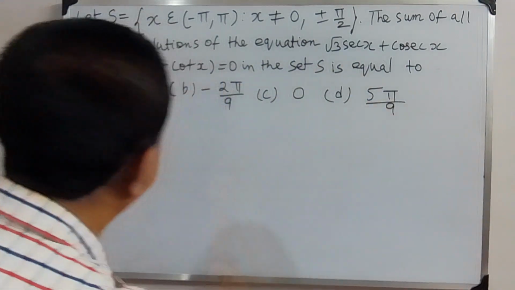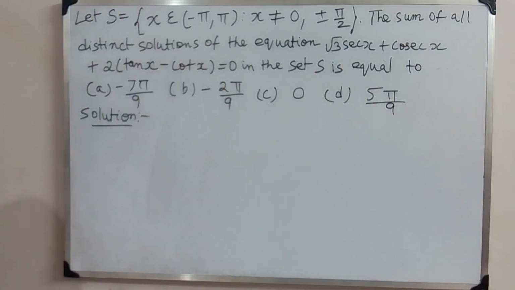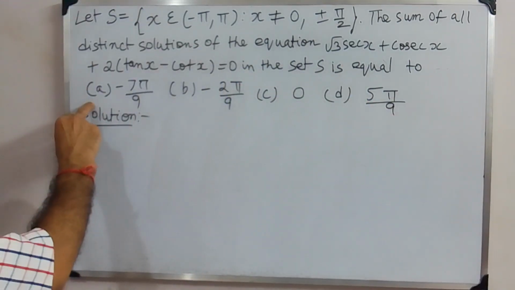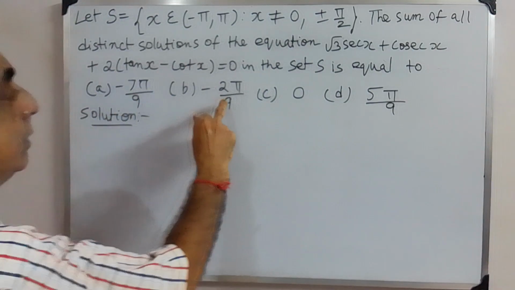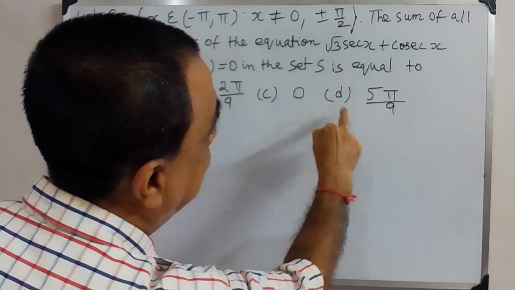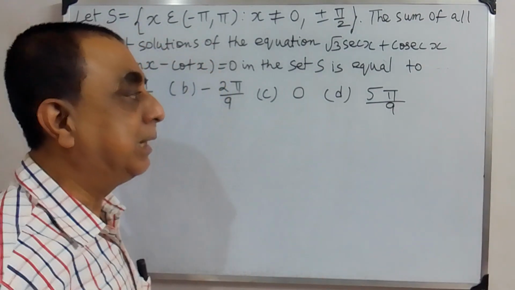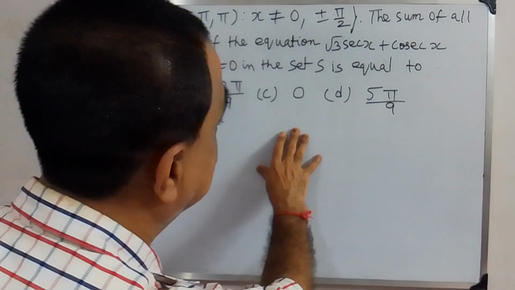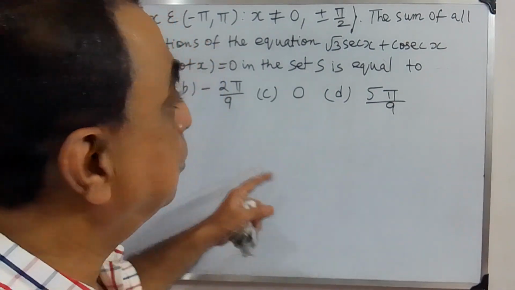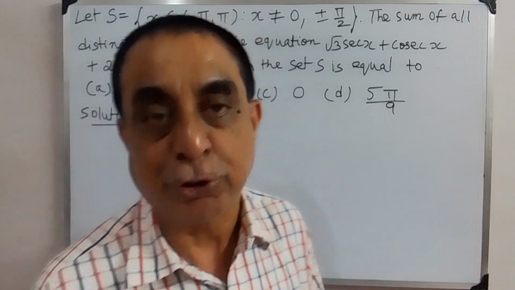So there are four options for this given question. A: minus 7 pi by 9, B: minus 2 pi by 9, C: 0, and D: 5 pi by 9. Out of these four given options, only one is the correct option, and we have to find that correct option for the given question.